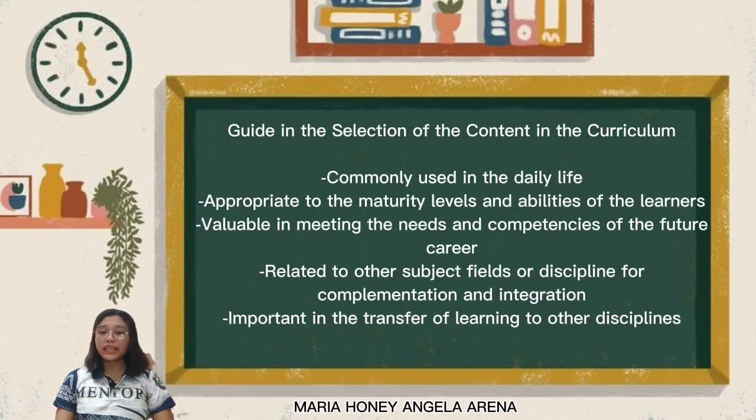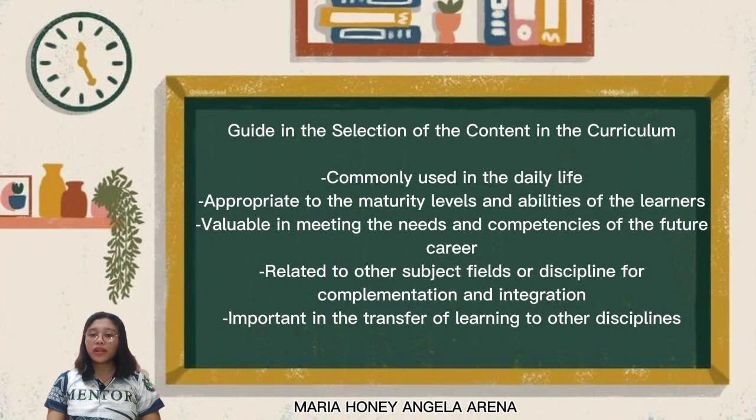The selection of the content in the curriculum should be commonly used in daily life, appropriate to the maturity levels and abilities of the learners, valuable in meeting the needs and competencies of the future career, related to other subjects, fields, or disciplines for complementation and integration, and important in the transfer of learning to other disciplines. This guide suggests choosing curriculum content that is relevant to daily life, suitable for learners' abilities, aligned with future career needs, connected with other subjects, and that facilitates learners' transfer to different disciplines.